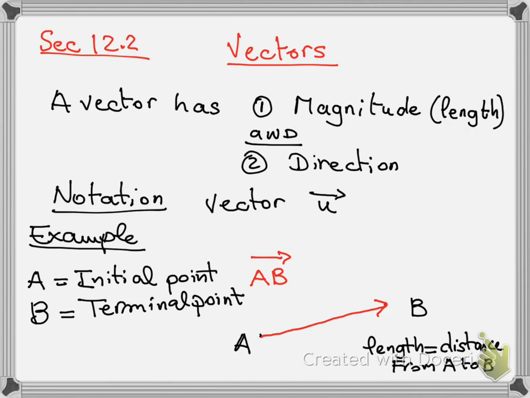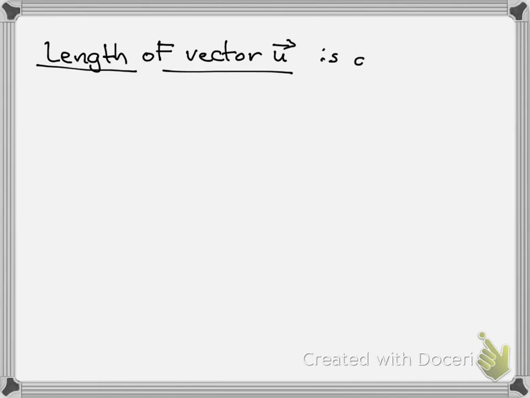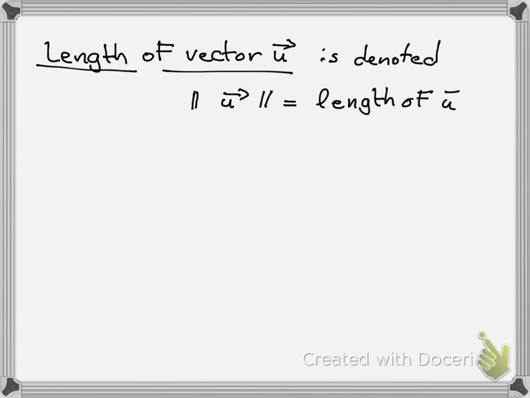And actually the notation for the magnitude or the length of a vector v or vector u is usually two parallel bars, then the vector u, and then another two bars. So that's the length or the magnitude of the vector u.